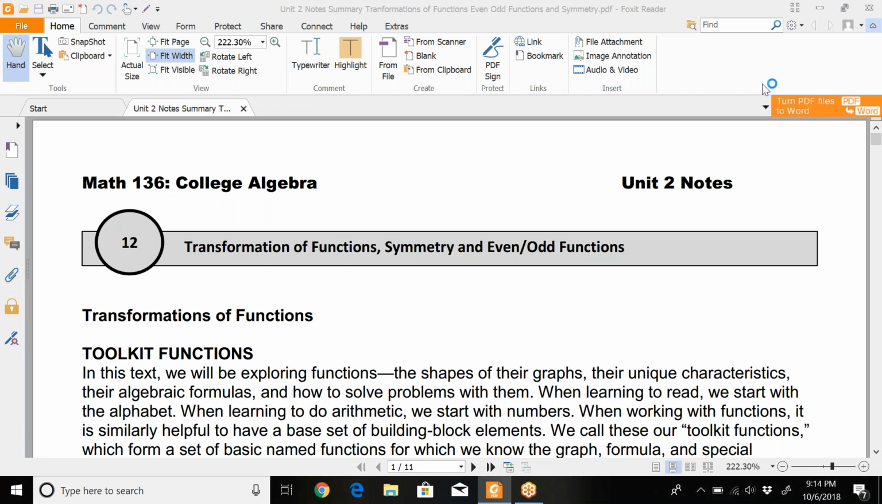All right, so we're looking at the transformation of function notes. I told you that I would do this on a video, and then we would talk about it briefly in class on Tuesday before we start reviewing for the exam.